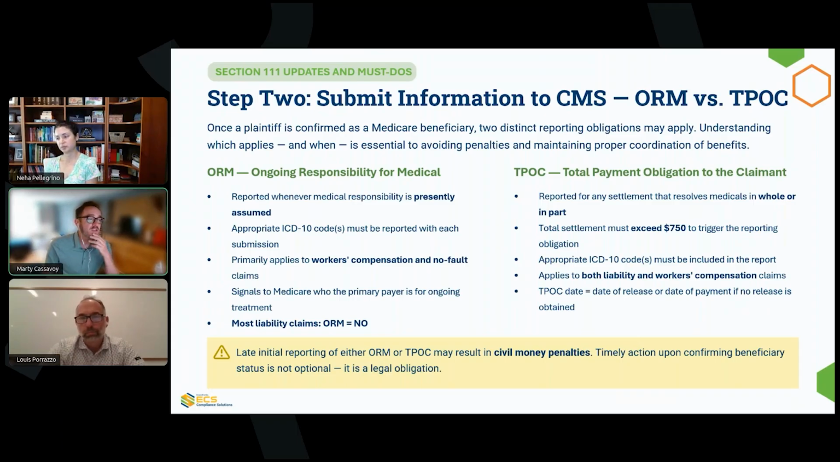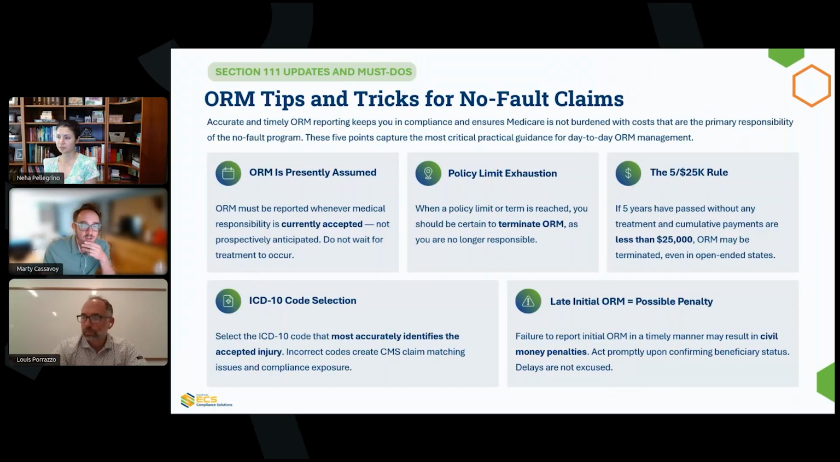So we're going to go on to the next slide, and I'm going to briefly cover ORM primarily in no-fault claims, and then Neha's going to go really deep on TPOC in liability claims. When it comes to ORM, tips and tricks for no-fault claims. This is important for the no-fault folks in the room. We kind of cover it on the comp side. It's a little bit different on the no-fault side. So, accurate, timely reporting, obviously this is what's important. You want to make sure that you get the correct information reported initially, and you also want to make sure, and this is critical, that you timely terminate.